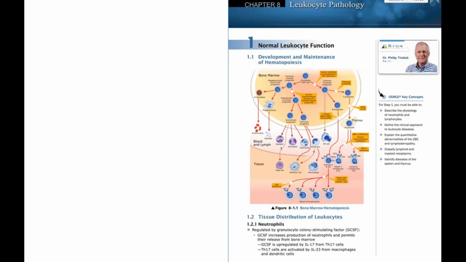In leukocyte pathology, we're going to start, as we do with every system, with understanding the key physiologic pathways, which is going to be important in terms of hematopoiesis. In hematopoiesis, we have to be able to differentiate myeloid versus lymphoid cell lines.